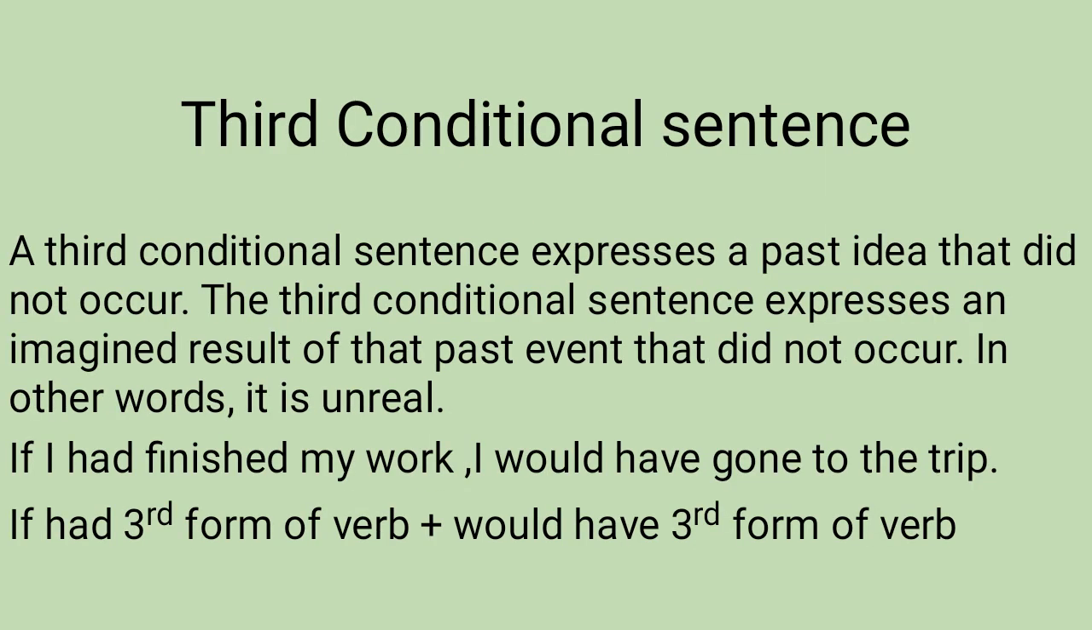So we should talk about the third conditional sentence. The third conditional sentence expresses a past idea that was possible, but it did not occur. It is also unreal but not hypothetical. It is near to reality but could not be a part of your past because of some reasons. We will use here the third form of the verb, meaning we will use past perfect plus would have plus the third form of the verb. Are you getting me?